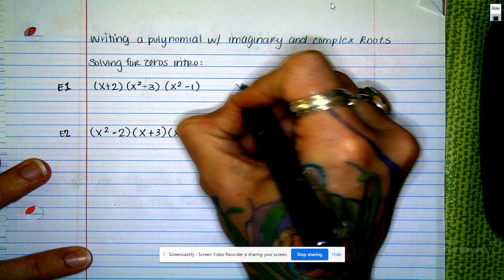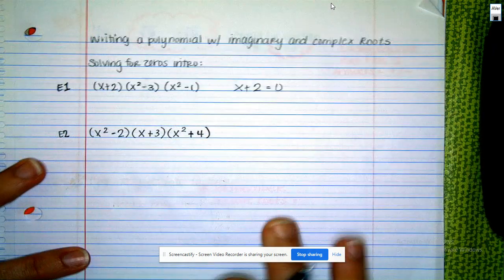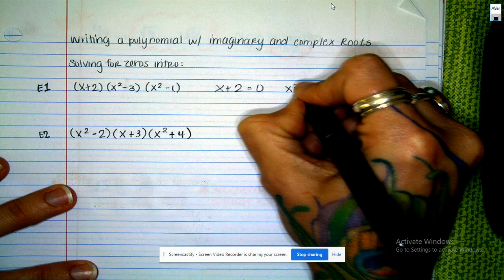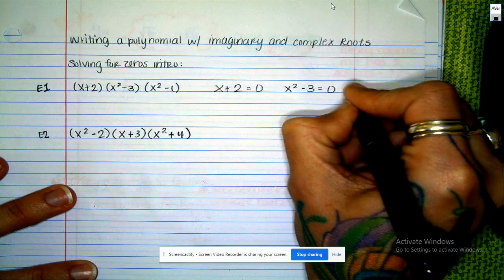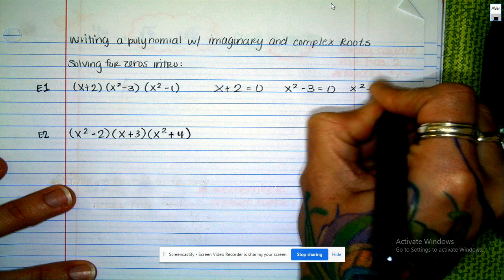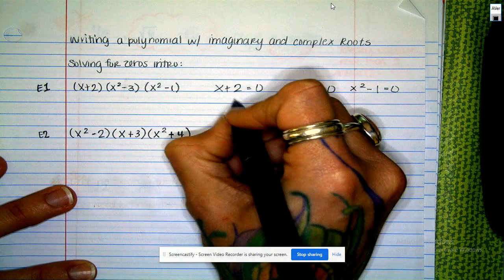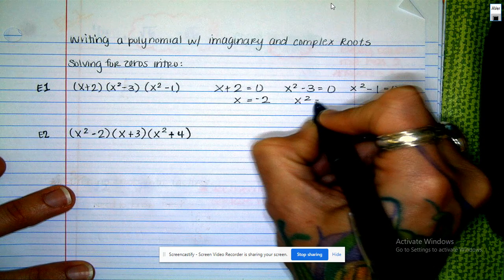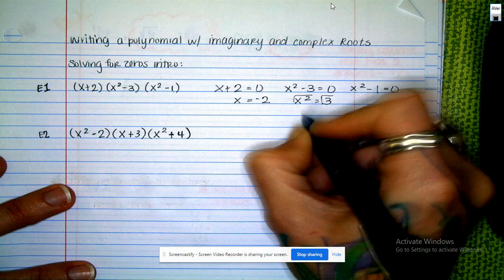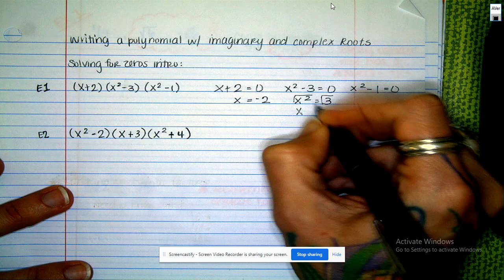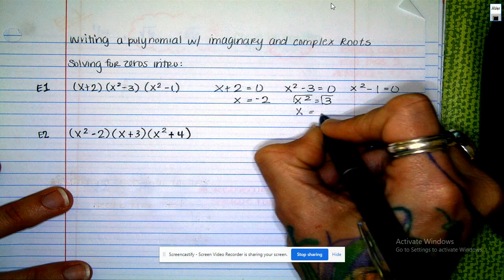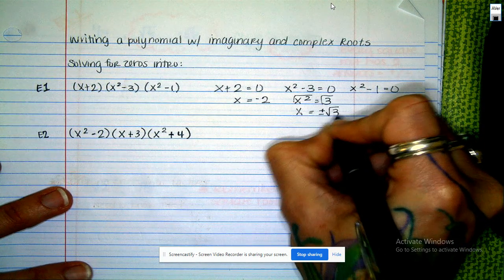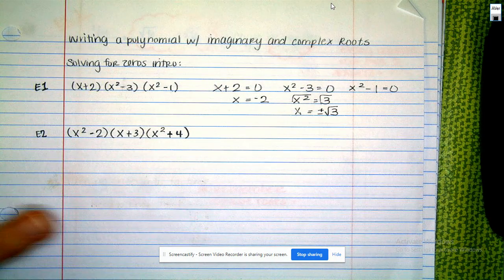So we take each one of these, so x plus 2, set it equal to 0, and that one you've done a lot of. X squared minus 3, set it equal to 0. X squared minus 1, set it equal to 0. So obviously this is going to give us x equals negative 2. We're going to have x squared equals a positive 3, and then take the square root of both sides because that's how you get rid of the x squared. So x equals plus and minus, because there's always two answers when you square root anything, of 3.